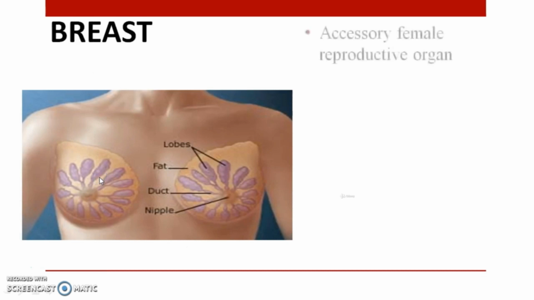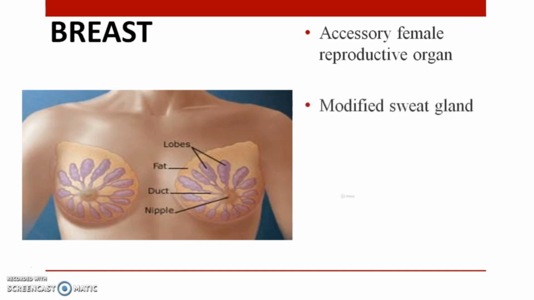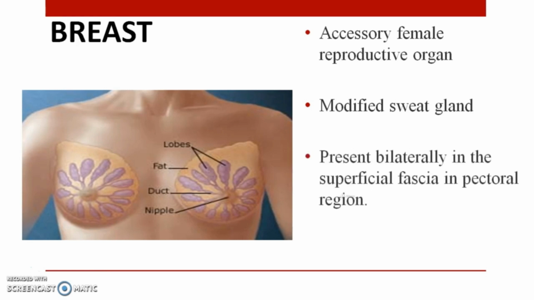Now, in breast, you have breast which is arranged bilaterally on either side of our body, which will be seen both in males and females, but in female it is very much developed. So it is considered as an accessory female reproductive organ, and it is also known as a modified sweat gland. And so it will be having fascia which is giving rise to this mammary gland.